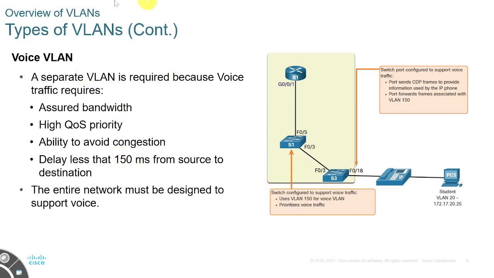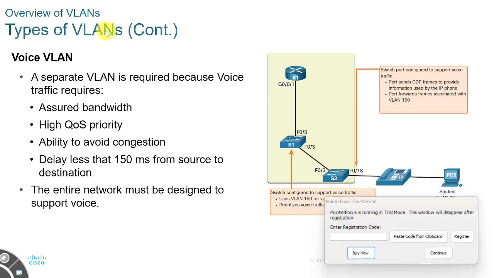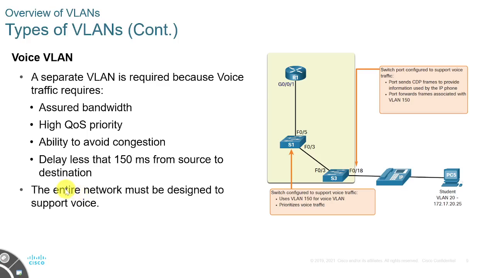So to make a VLAN for voice, we need to design the entire network to support this voice service. What's going on here? Imagine that this is a switch, for example, and this interface S3 connects with the IP phone and with PC5. This is student VLAN 20, and this is the IP telephone.